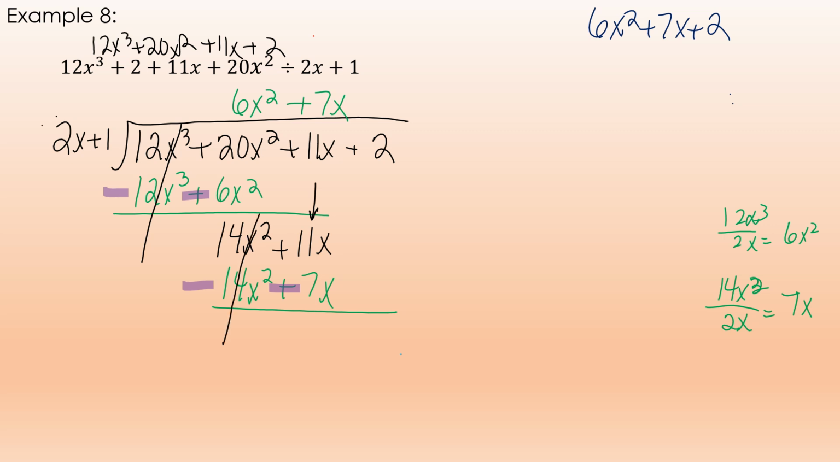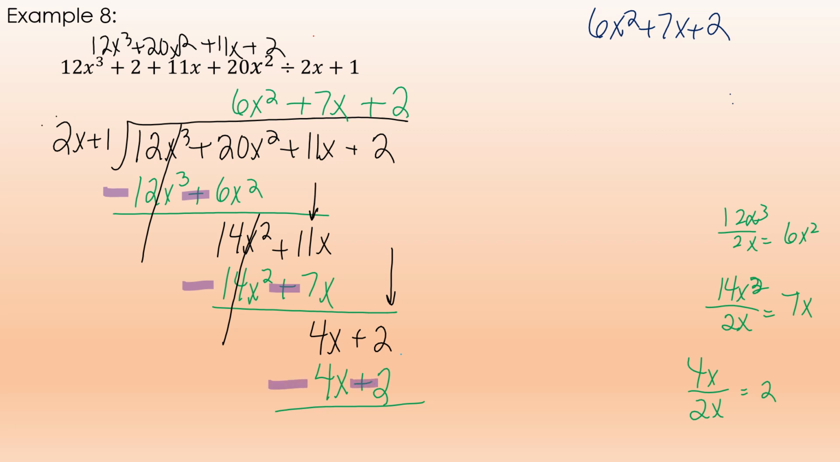First terms, exact opposites, eliminate. 11x minus 7x is 4x. And then bring down your positive 2. Off to the side, what's 4x divided by 2x? That's right, it is just 2. Yay! So plus 2 up at the top, multiply that to give me a 4x and a positive 2, and when we subtract, changing both of those signs, we do get a remainder of 0.